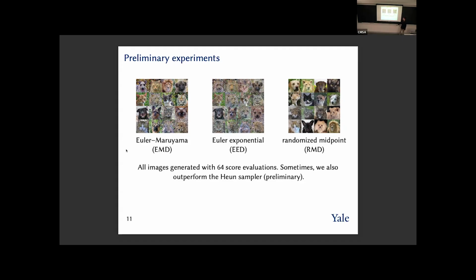And then in practice, people actually use this Heun sampler, and it's quite tricky to beat the Heun sampler on image data just because everything's been so over-optimized for image data. We're still doing some experiments, but we can also see some improvements over the Heun sampler in some settings, which is quite surprising. Okay, so that's all I wanted to say about the discretization aspect.